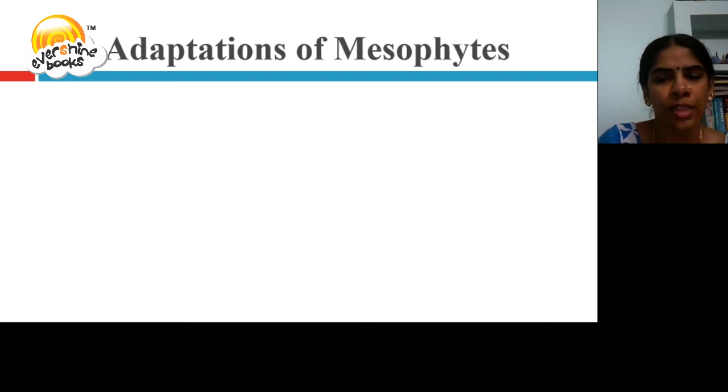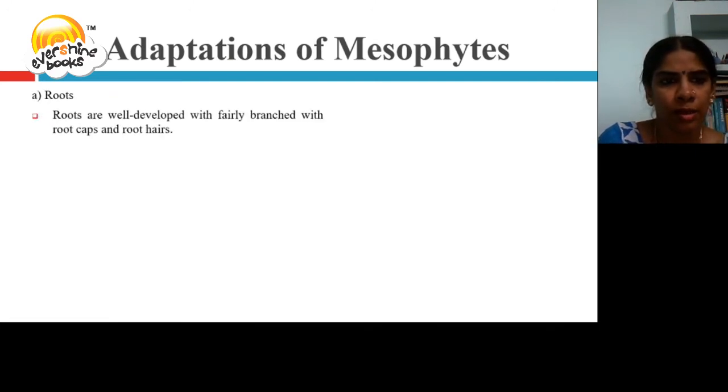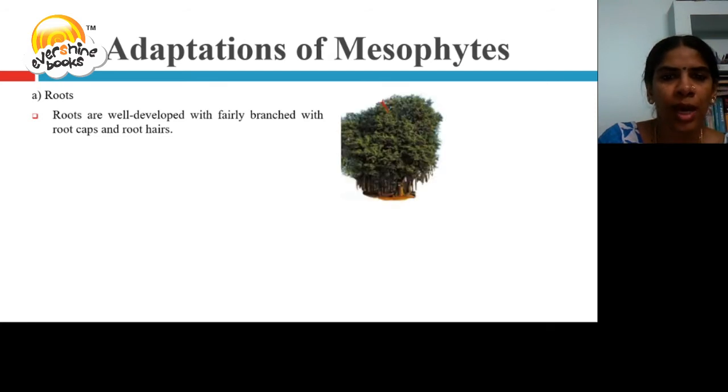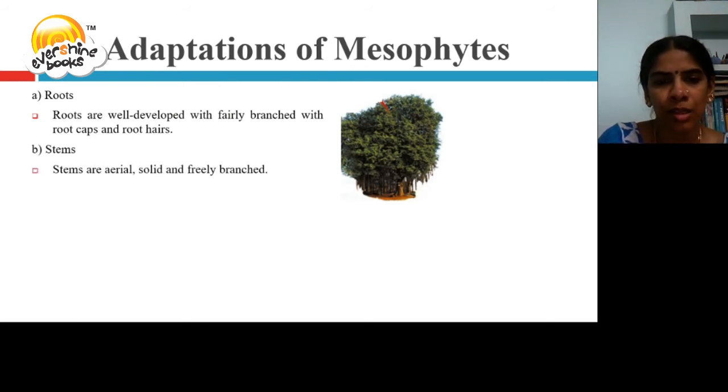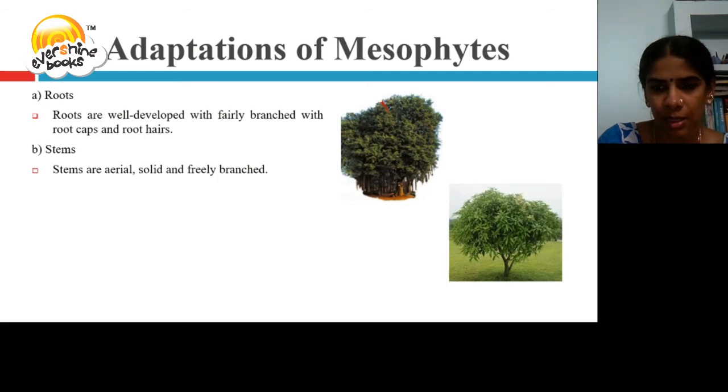Adaptations of mesophytic plants. Roots are well developed and fairly branched. You can see the branches clearly. The roots have root caps and root hairs that hold the entire plant under the ground. Stems are aerial, solid and more branched. You can see the stems are very thick and freely branched. Roots are placed under the soil, so we cannot see them clearly, but the plants are erect because of the roots.